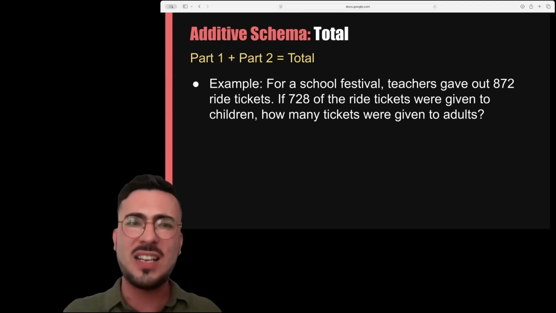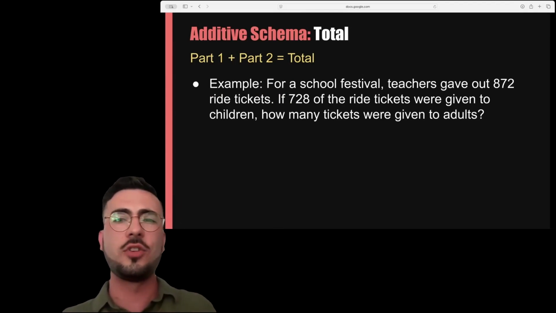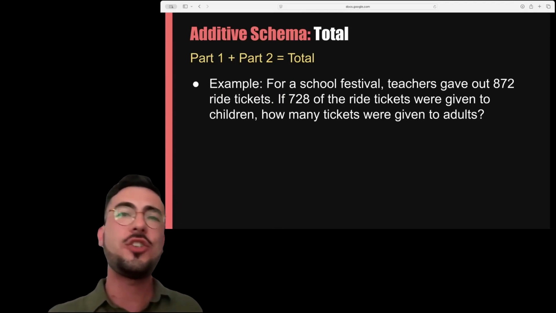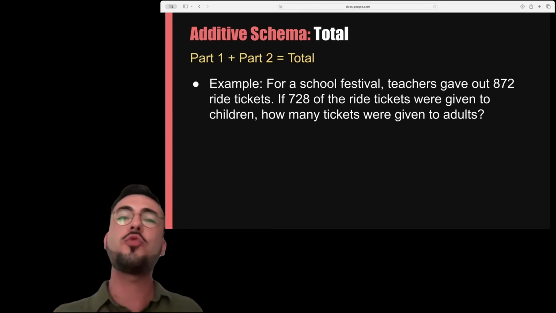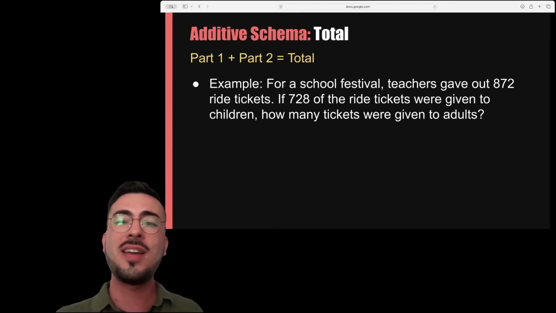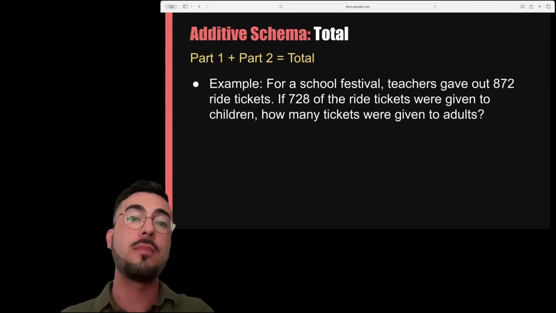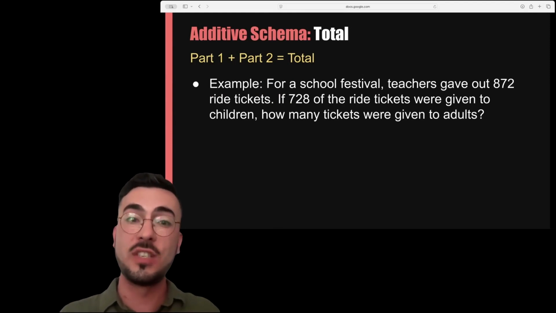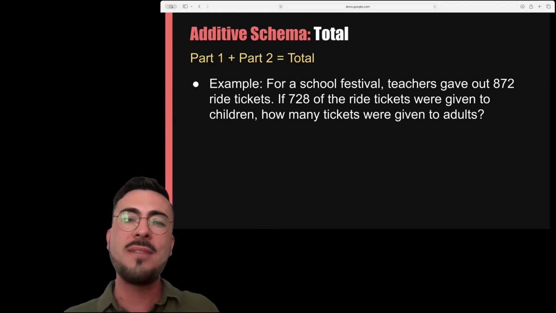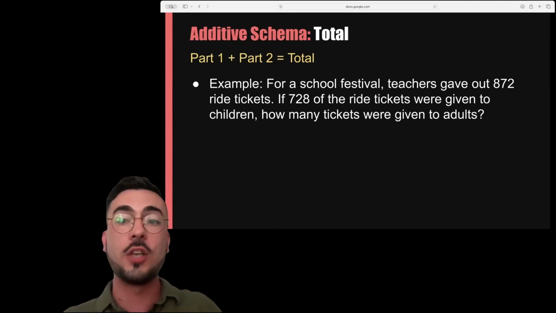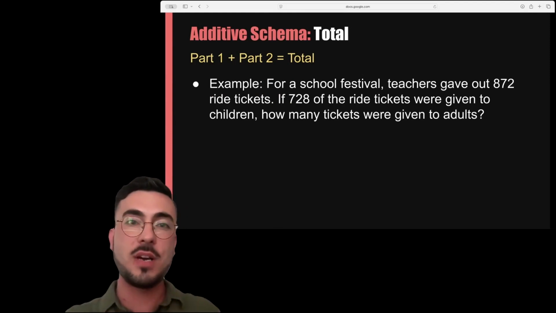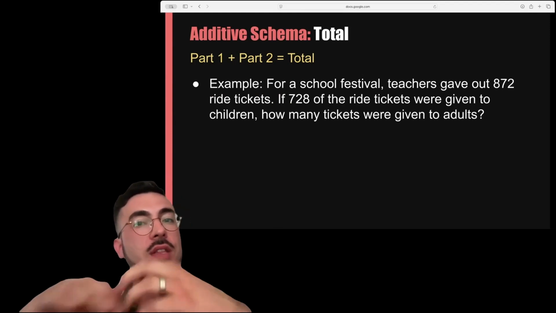are virtually impossible, right? For a school festival, teachers gave out 872 ride tickets. If 728 of the ride tickets were given to children, how many tickets were given to adults? This is a word problem from the Minnesota Comprehensive Assessment end of year test. Okay, the keywords are not really giving our kids a way to look at this. But with schemas, you can teach your students the structure.